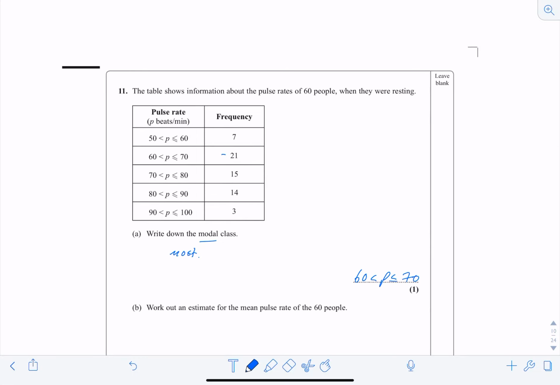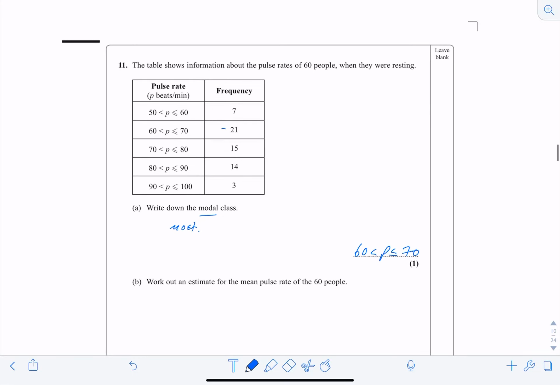Work out an estimate for the mean pulse of the 60 people. Well, this is just going to be an estimate, and we need to incorporate all of these things together. So I need to choose a pulse rate to represent this group of people, because I can't use this kind of range in my calculations. I can't put that into a calculator. So I have to use something which just makes sense. And for me, that's going to be halfway between the two.